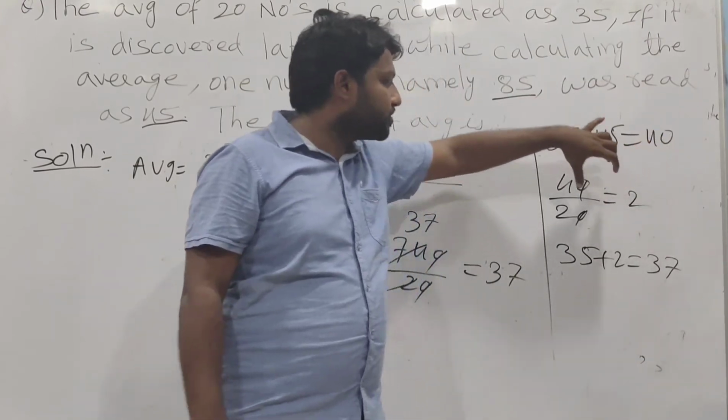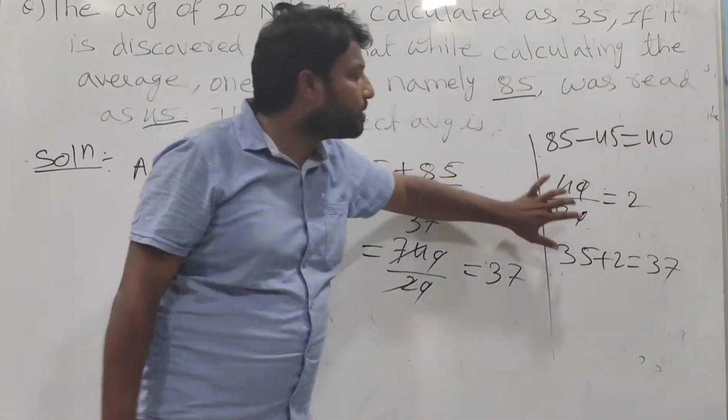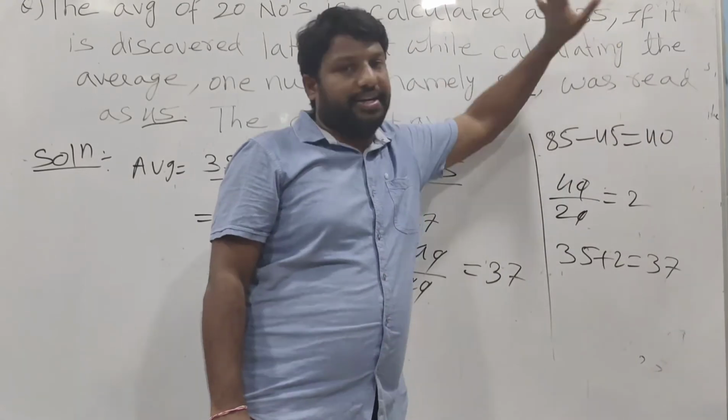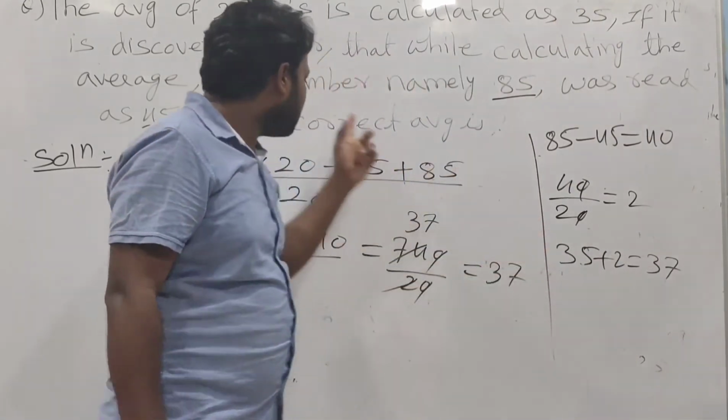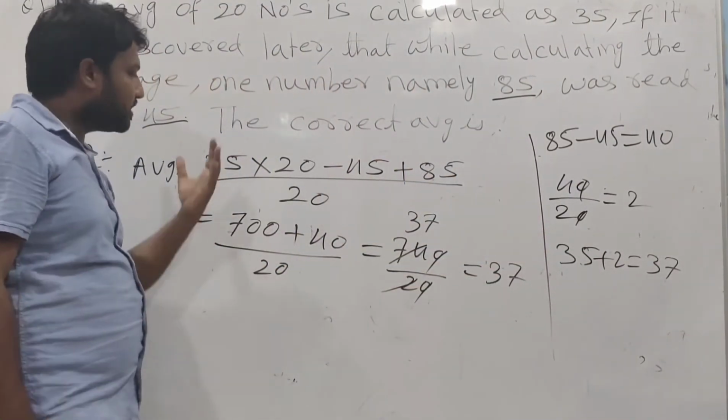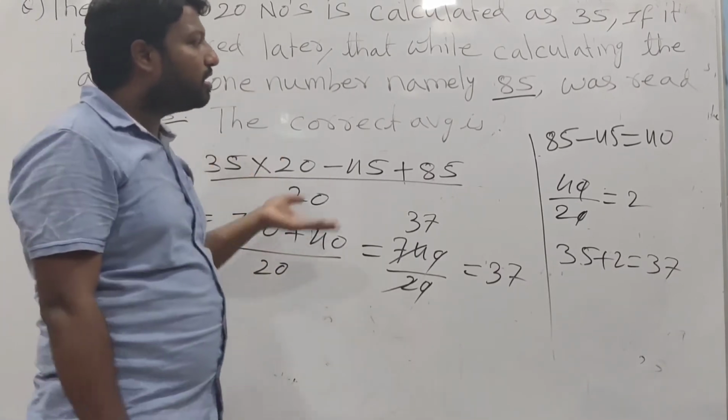This 40 sum should be distributed over these 20 observations. 40 by 20, so this value should be added. 35 plus 2, 37. Or you can do it like this also. Both methods are the same thing only. You can do it like this or you can do it like this.